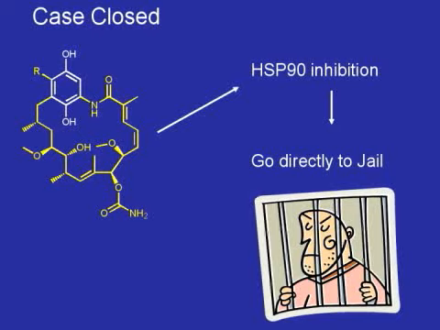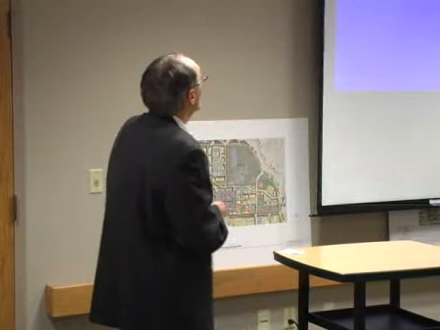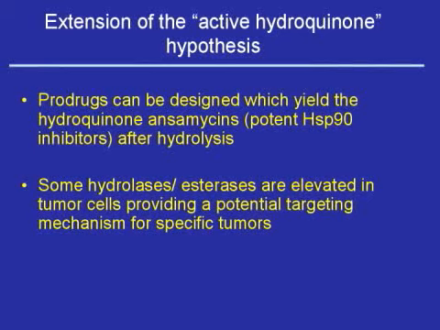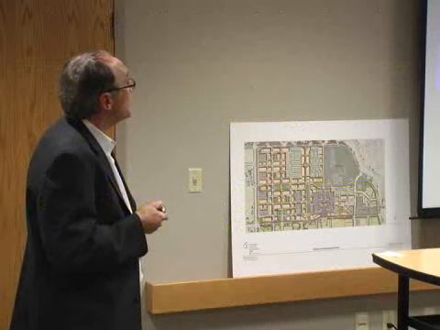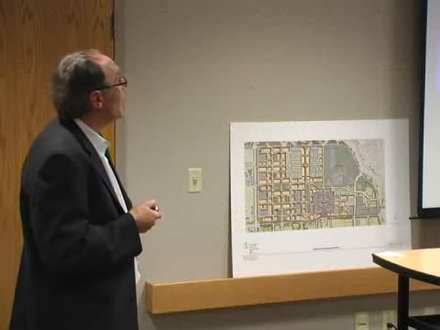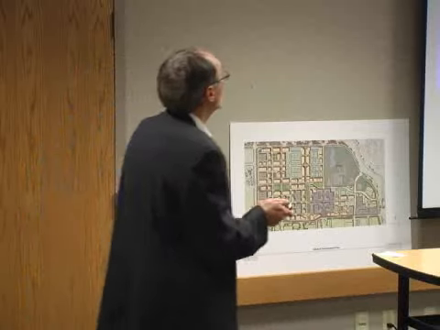So we felt this was, to carry the investigative analogy probably a little far, case closed: that the hydroquinone was the most effective HSP90 inhibitor, and because of that was definitely in trouble and was going directly to jail. But the question then was, could we exploit that a little more? We think we've proven that the hydroquinone is the most active HSP90 inhibitor. We can design prodrugs of these hydroquinones, and they can be designed to yield the hydroquinone ansamycins directly after hydrolysis. I'll show you examples of that.